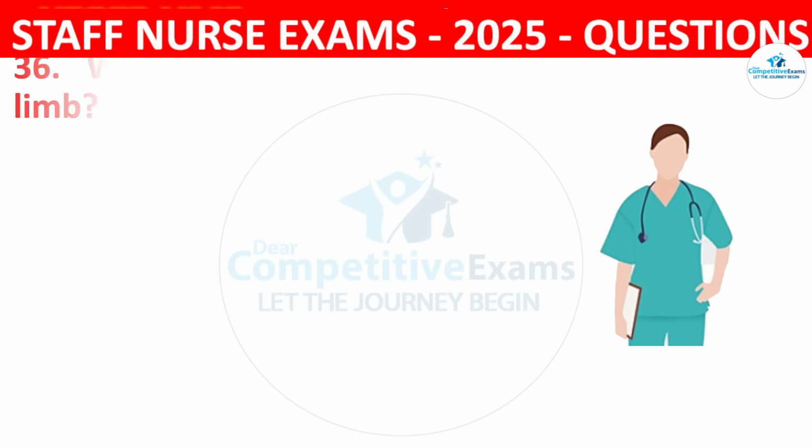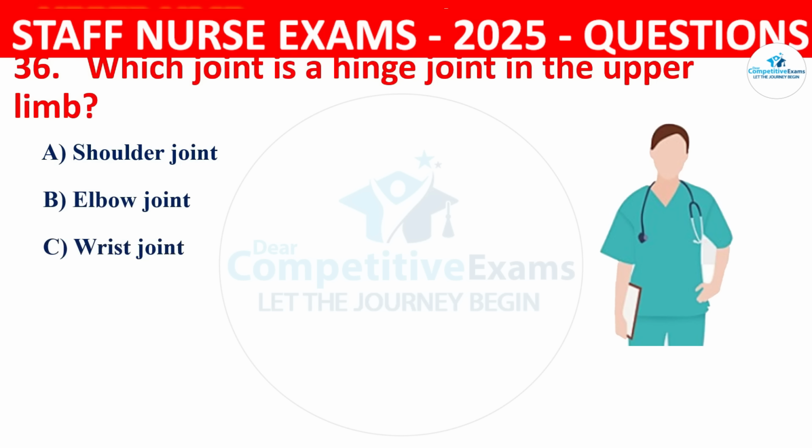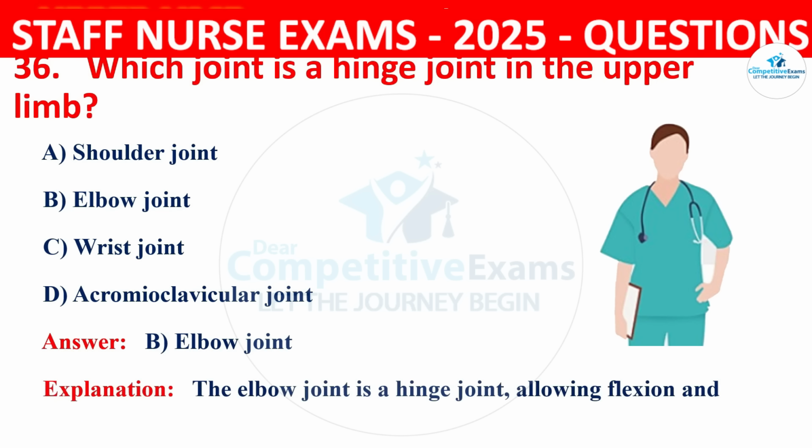Question number 36. Which joint is a hinge joint in the upper limb? Your options are shoulder joint, elbow joint, wrist joint, or acromioclavicular joint. The correct answer is B, that is elbow joint. The elbow joint is a hinge joint, allowing flexion and extension of the forearm.